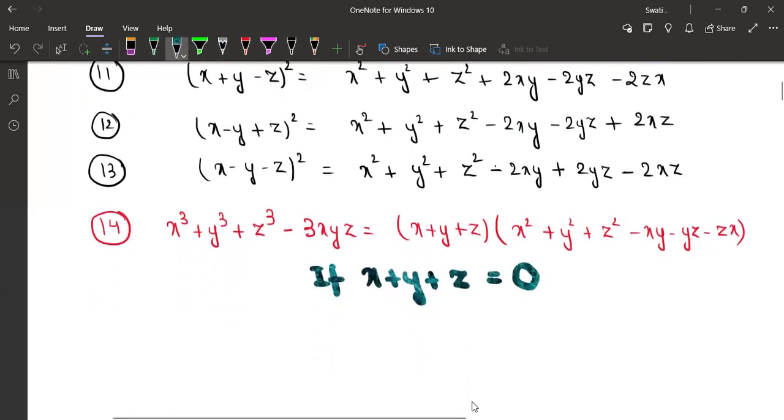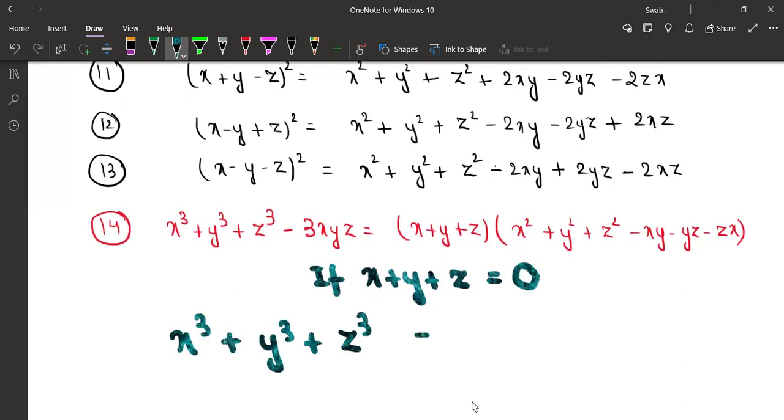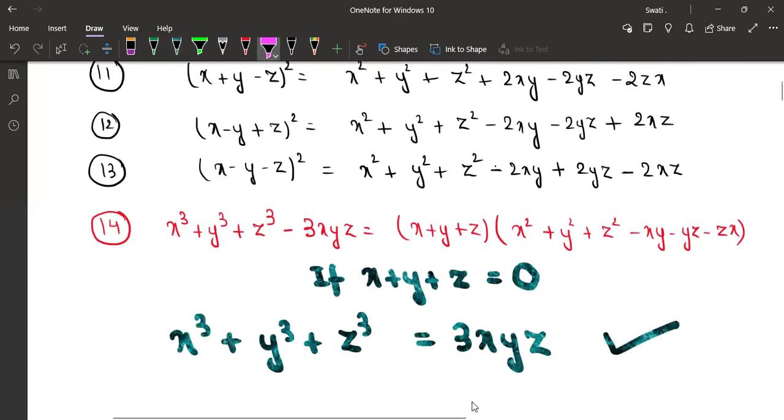Then remember, it will simply imply that x cube plus y cube plus z cube will be equal to 3xyz. So the formula will become this, and it's very obvious. Why? Because if you are getting x plus y plus z is 0, that means this part is 0, and 0 multiplied by anything will be 0 only. So what are we getting? We are getting x cube plus y cube plus z cube minus 3xyz will be equal to 0.